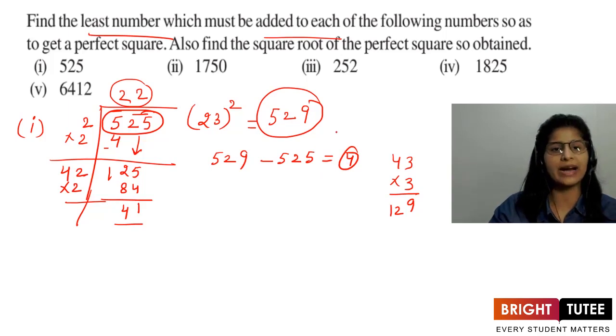It is 4. 4 should be added to 525 so that it becomes 529, and 529 is a perfect square and it is a square of 23. So what is the square root of 529?